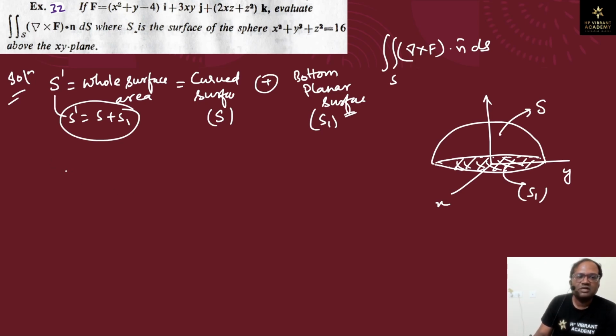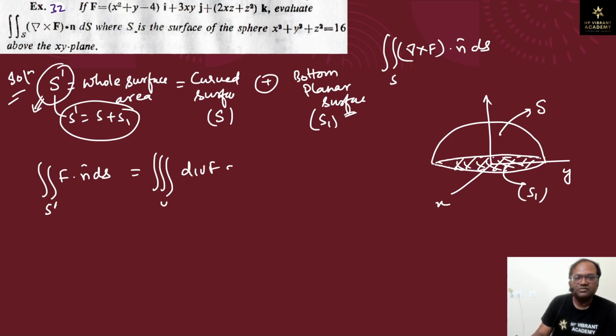So using the Gauss divergence theorem, the surface integral of f dot n cap ds along the surface. While applying the Gauss divergence theorem, we have to take a closed surface. This surface S dash will constitute a closed surface because we are taking the whole surface area. So this surface integral over S dash is equal to the triple integration of divergence of f dv.